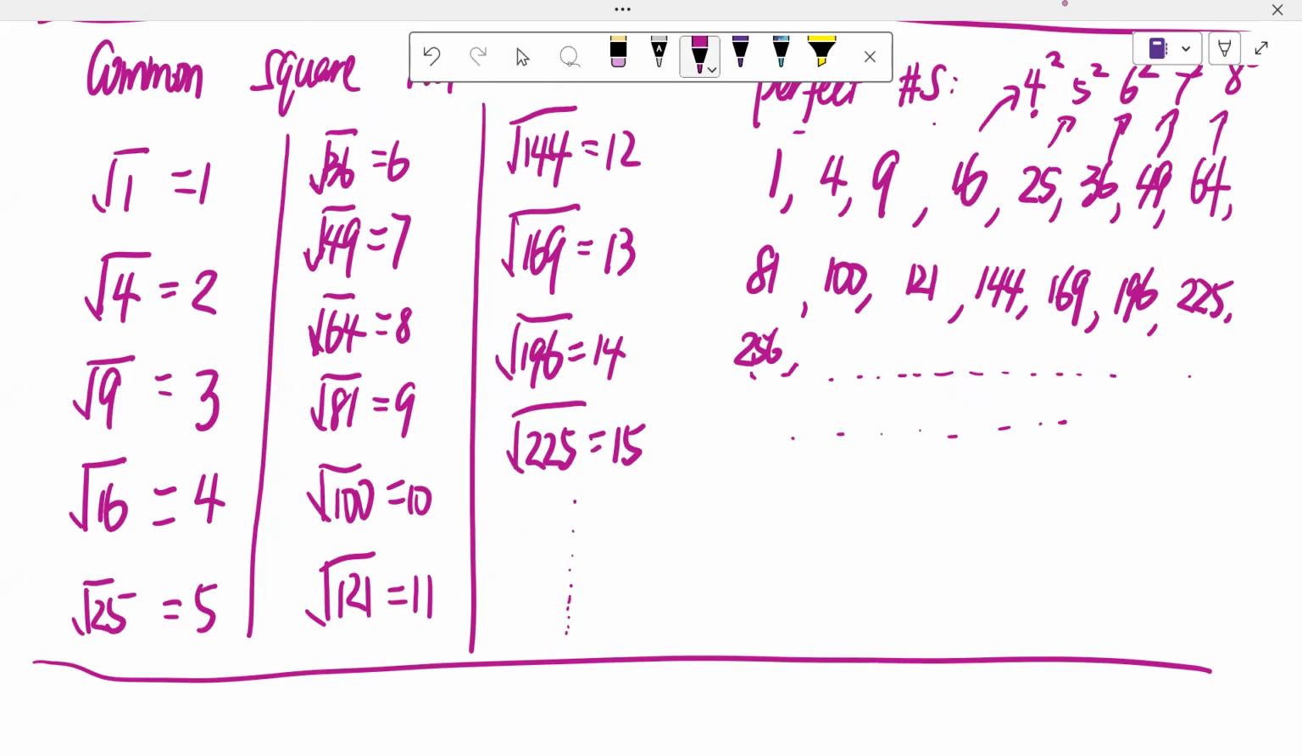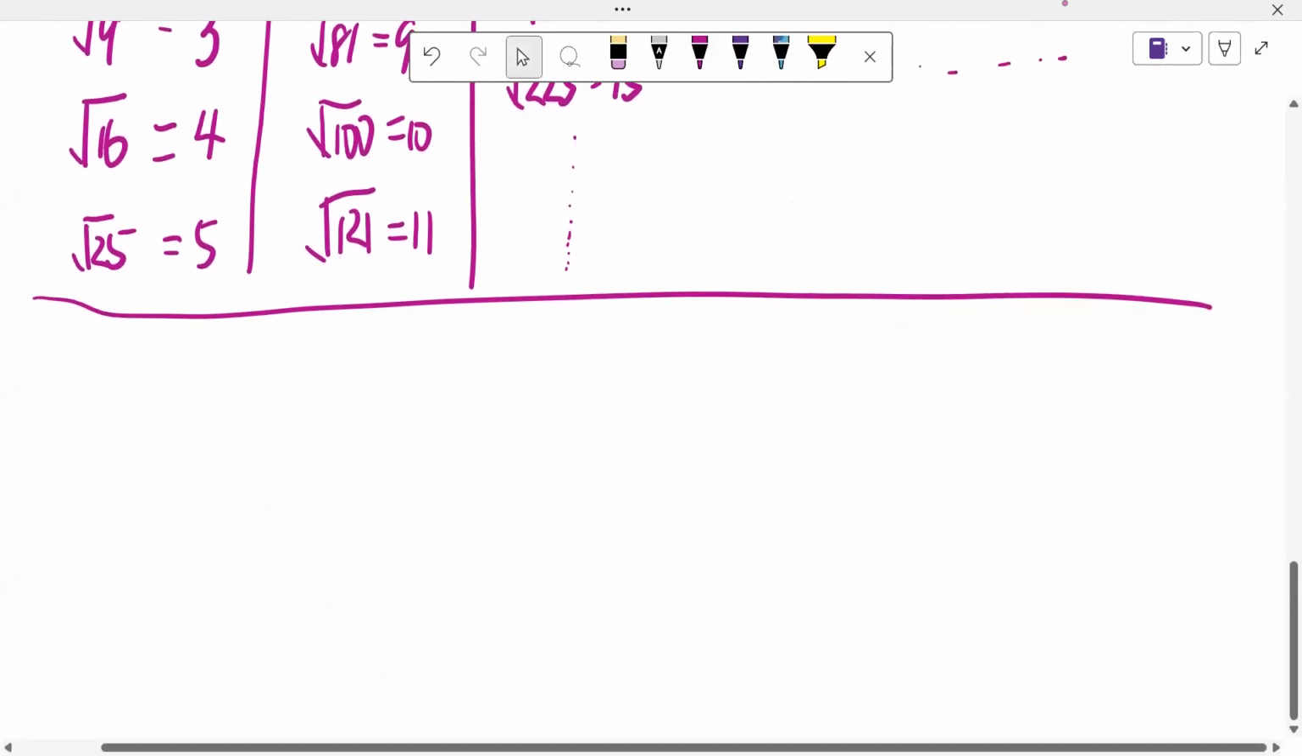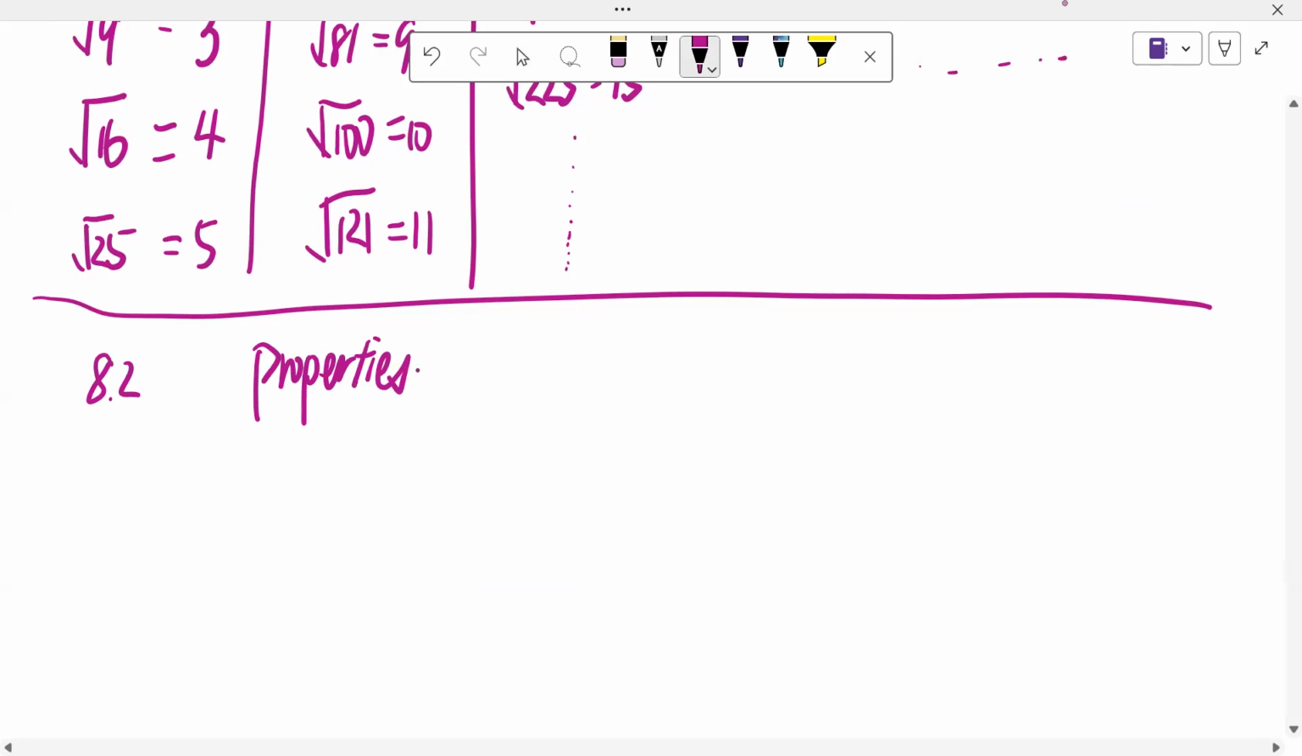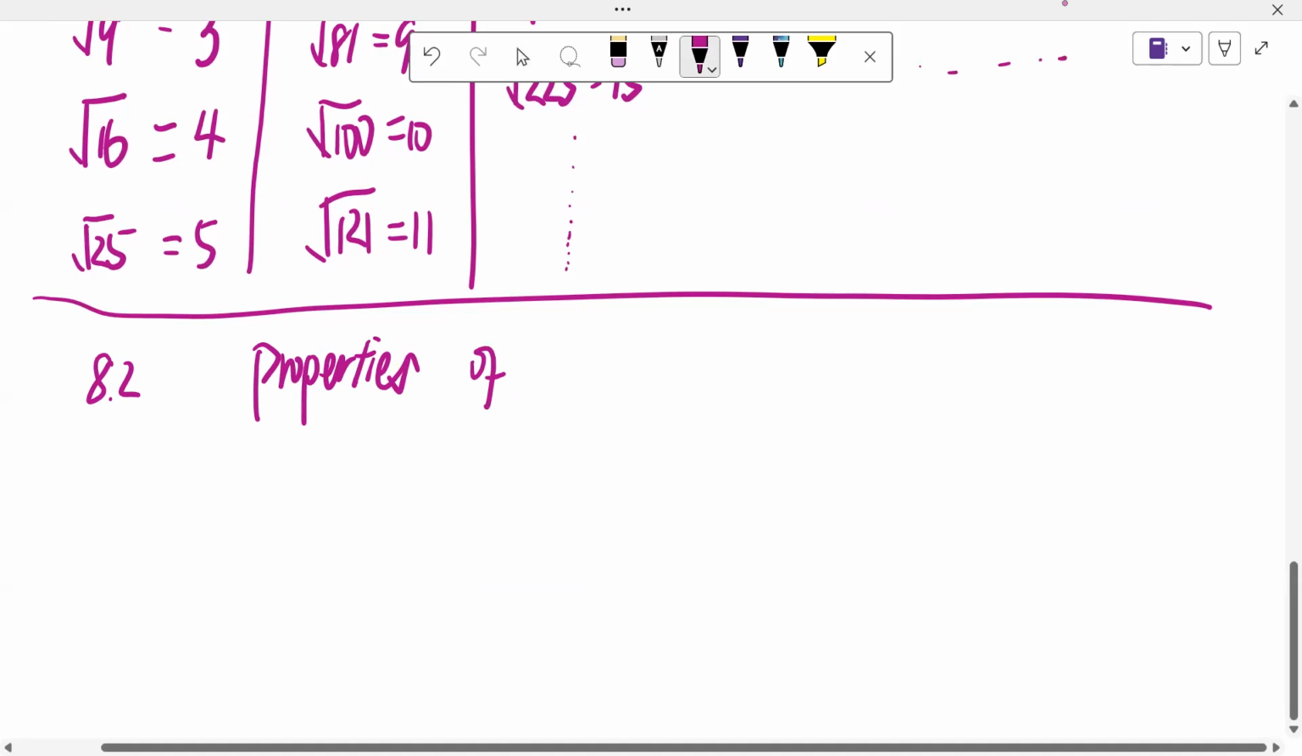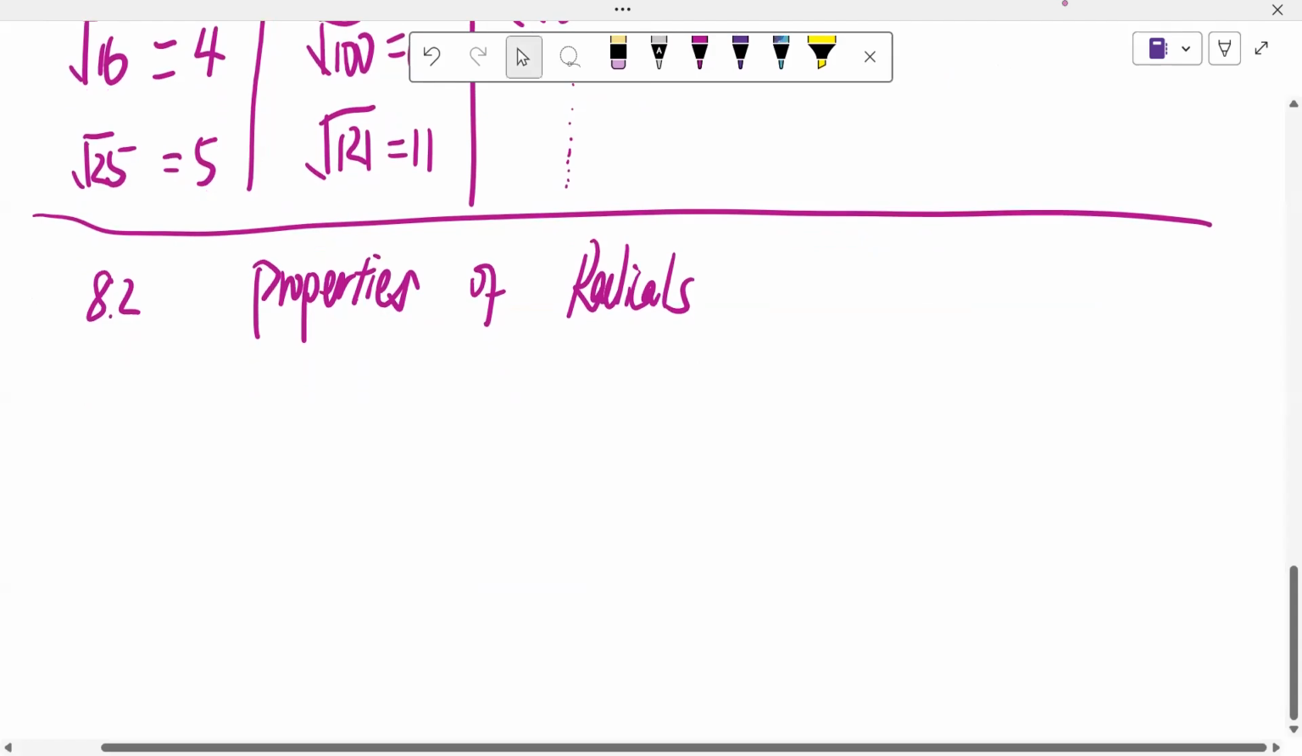All the perfect numbers, when we take the square root, it becomes the base. Now let's look at some of the properties. So this is 8.1, 8.2, on the properties of radicals. And we're going to simplify some of the radical expressions using the properties of radicals. And let's start with what we call property number 1.